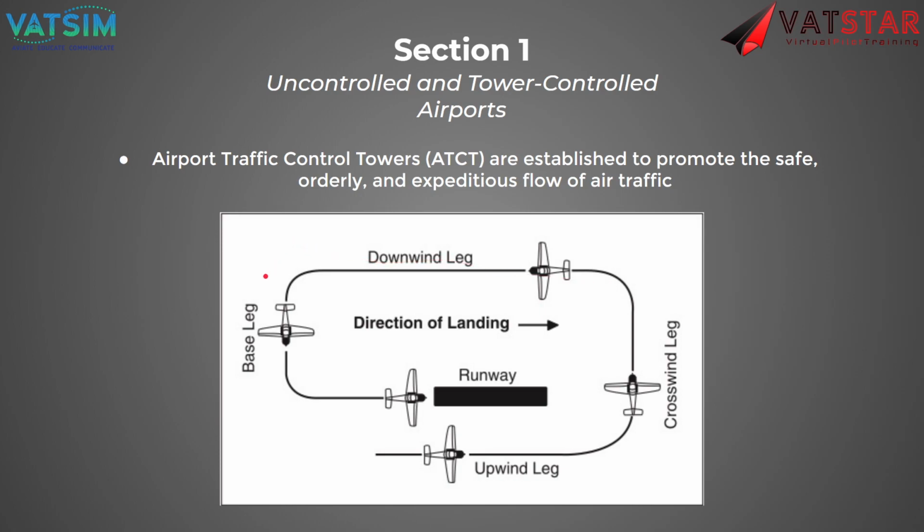The fourth leg is the base leg. It's very similar to the crosswind leg, but you're turning back in towards the runway and you're perpendicular to the wind again. And the final fifth leg is the final leg, and that's when you're coming into final to land on the runway again back into the wind. Final and upwind are essentially the same leg. It just determines whether you're landing or taking off is the difference.